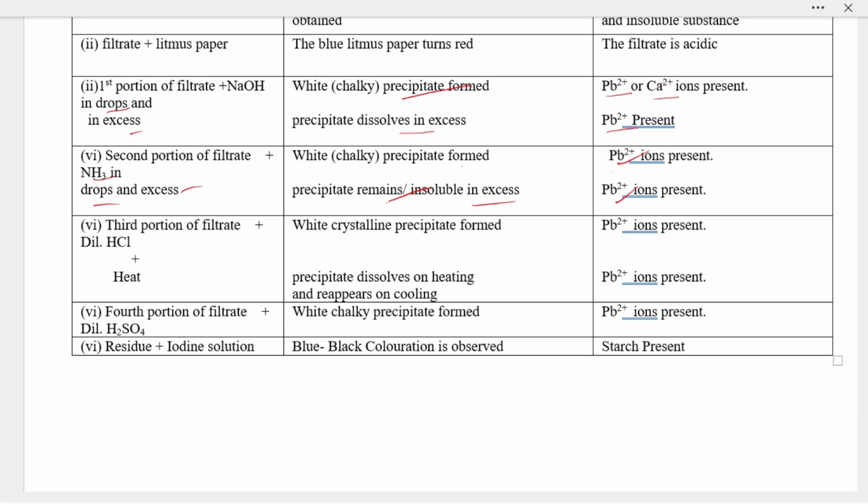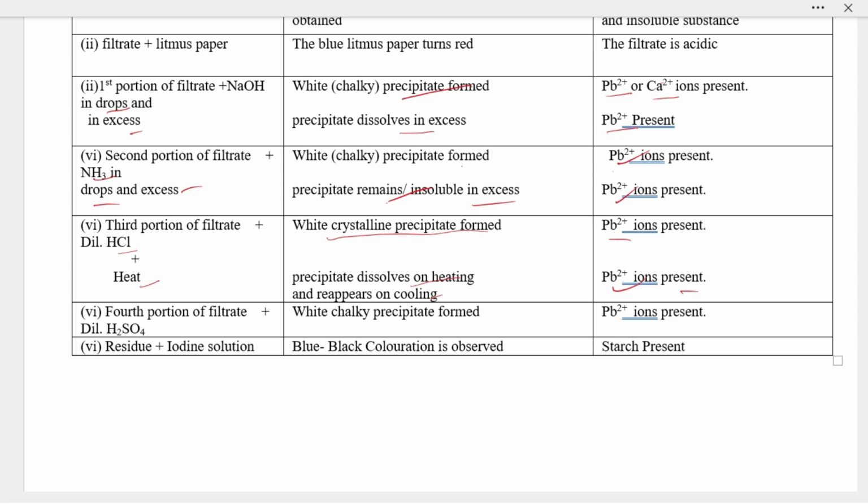Moving down, taking the portion of the filtrate plus hydrochloric acid, then you warm or heat, you're going to observe a white crystalline precipitate formed, which is a specific reaction for lead ion. This precipitate will dissolve on heating and reappear on cooling. You can actually see the crystals reappear on cooling. That confirms the presence of lead 2 ion in this experiment.